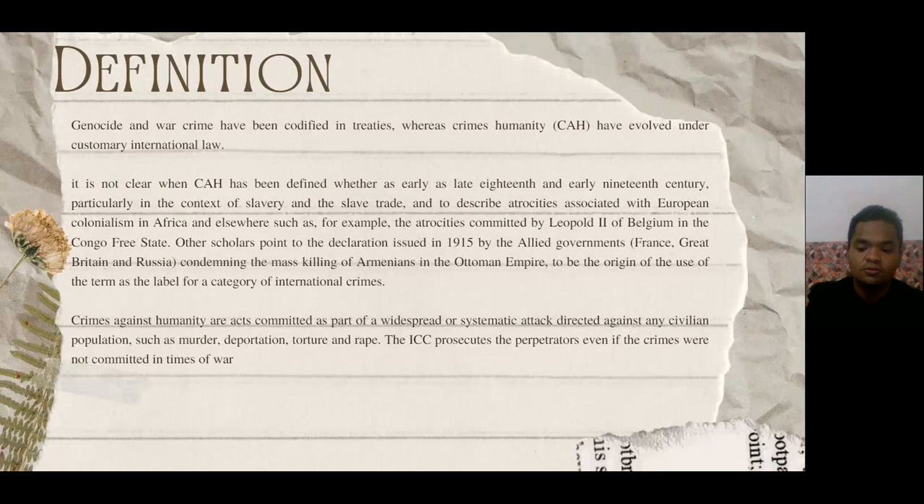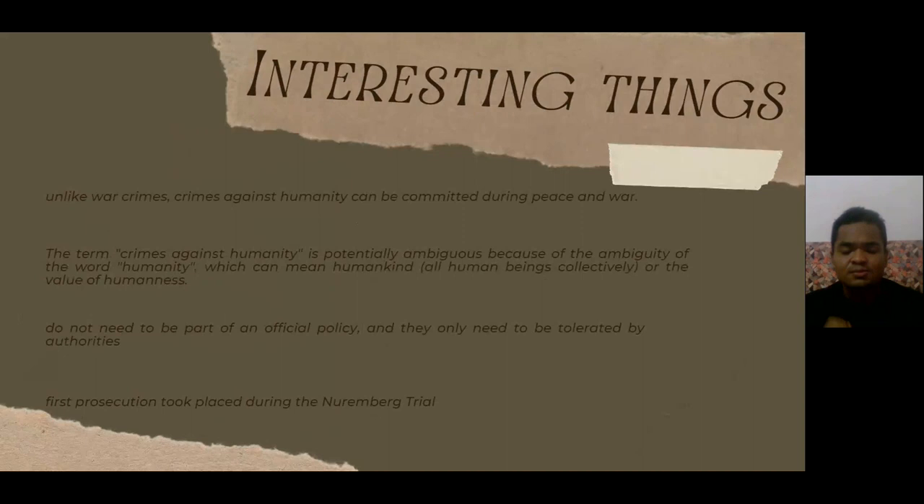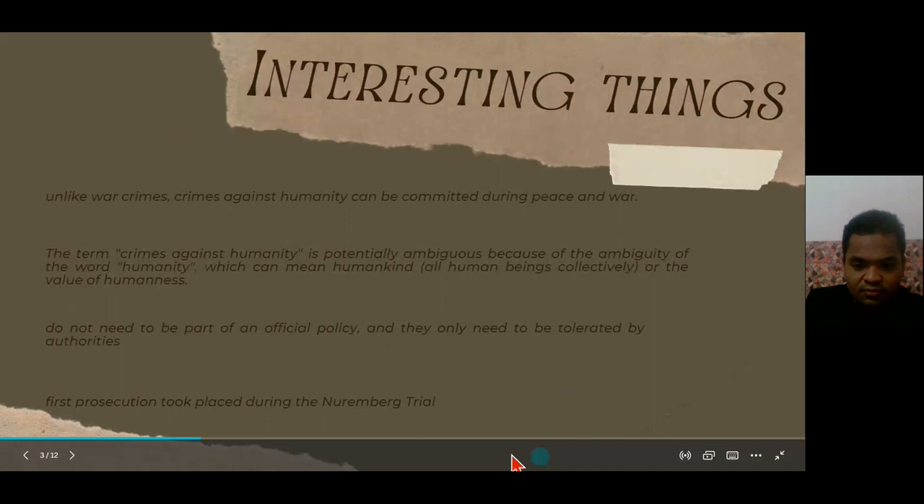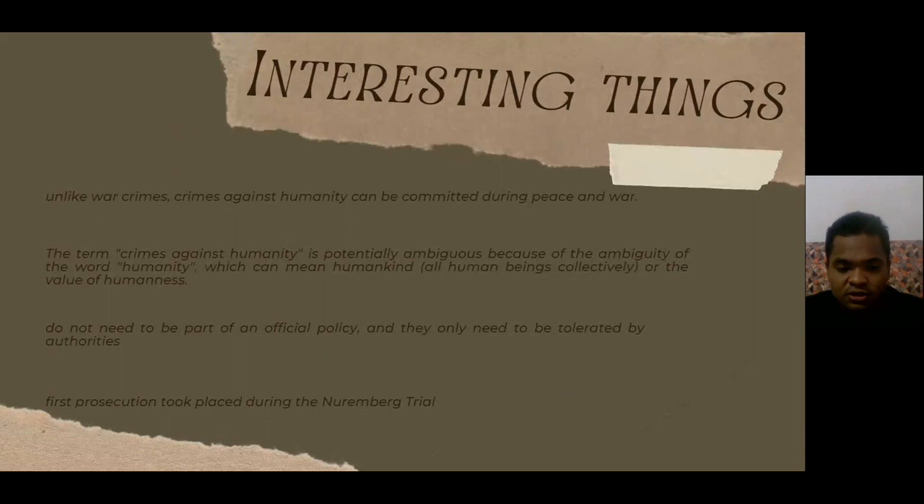Okay. Interesting things about crimes against humanity. Unlike war crimes, crimes against humanity can be committed during peace and war. Apart from that, another interesting thing is that the term crimes against humanity is potentially ambiguous because of the ambiguity of the word humanity, which can mean humankind, all human beings collectively, or the value of humanness. Crimes against humanity do not need to be part of an official policy, and they only need to be tolerated by the authorities. The first prosecution of crimes against humanity took place during the Nuremberg trial.